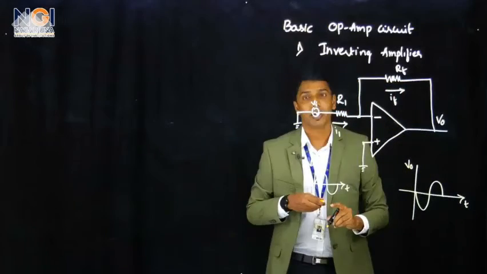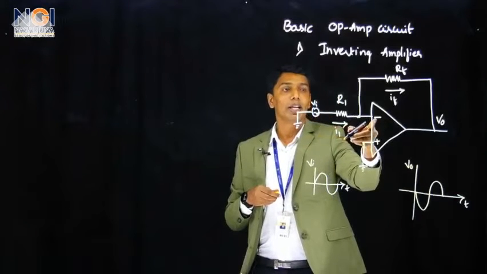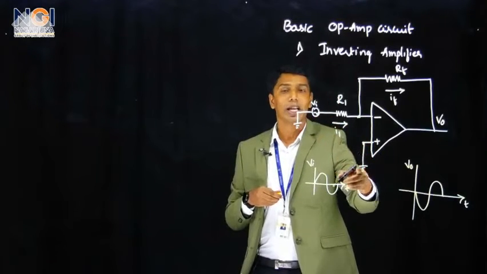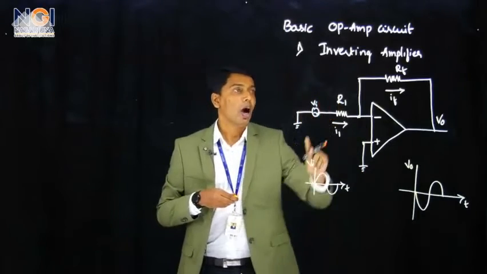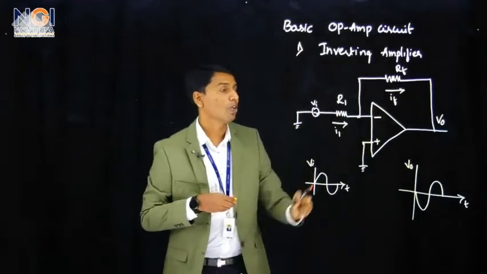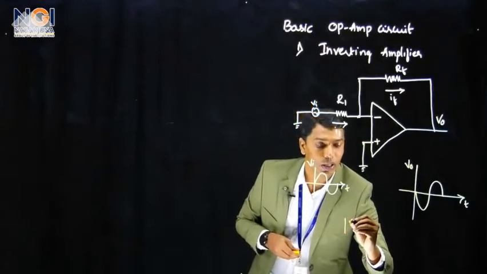So again I will describe. Vin is the voltage applied to the inverting terminal and the non-inverting terminal is grounded. Then it is said to be an inverting amplifier. RF is the feedback resistor and Vout is the output. Apply KCL to this circuit.